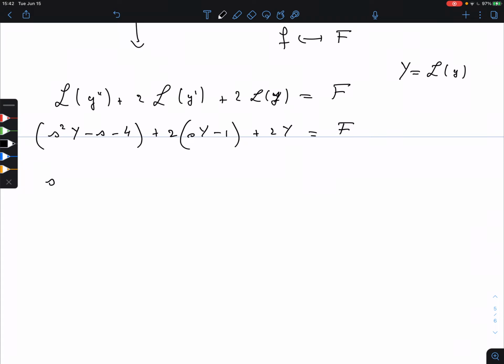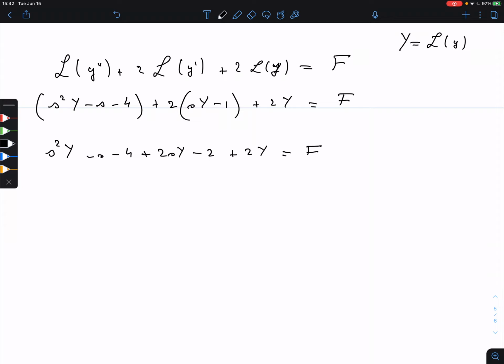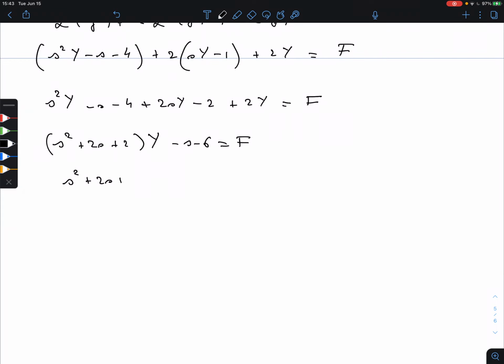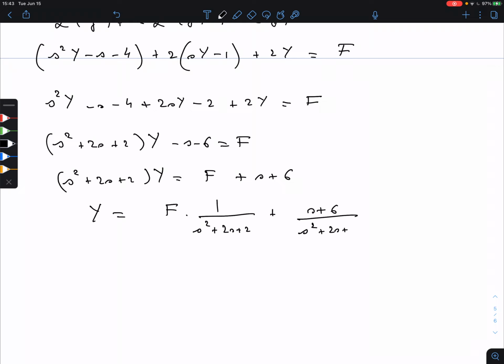Okay, so let's expand this. So this is minus s minus 4 plus 2sY minus 2 plus 2Y equals capital F. So this is (s squared plus 2s plus 2) Y, and then we have a minus s minus 6, equals capital F. So we get (s squared plus 2s plus 2) Y is capital F plus s plus 6, and so solving for Y, this is capital F times 1 over s squared plus 2s plus 2, plus (s plus 6) divided by (s squared plus 2s plus 2).